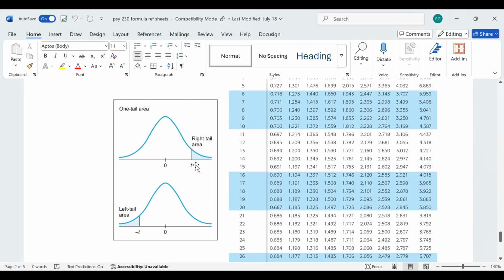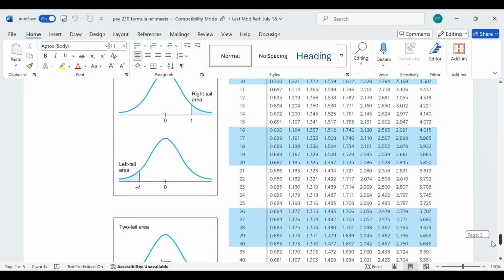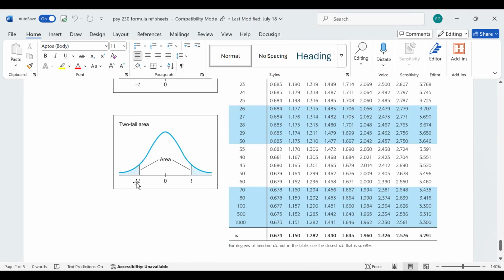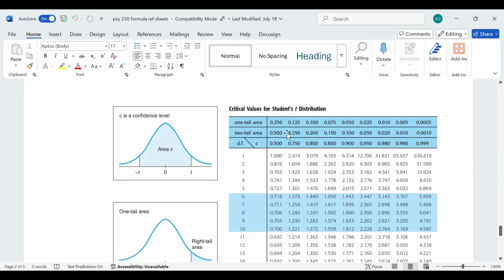Now, when it's right-tailed, it's positive. So that you don't need to put a sign on it. When it's two-tailed, it's negative and positive, so plus or minus. And when it's two-tailed, you want to go to the two-tailed area and then find the alpha from here. If it's right-tailed or left-tailed, you're doing one tail.